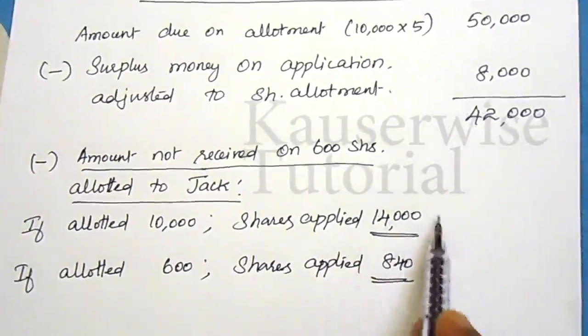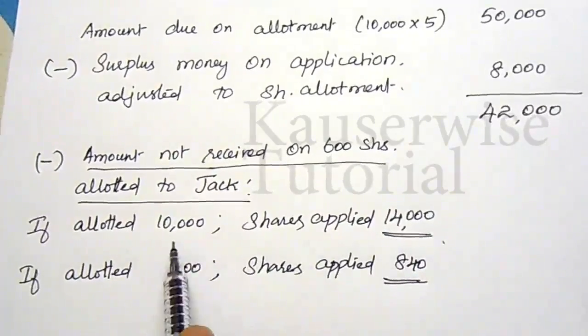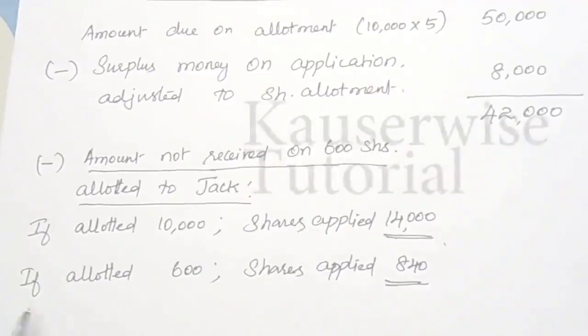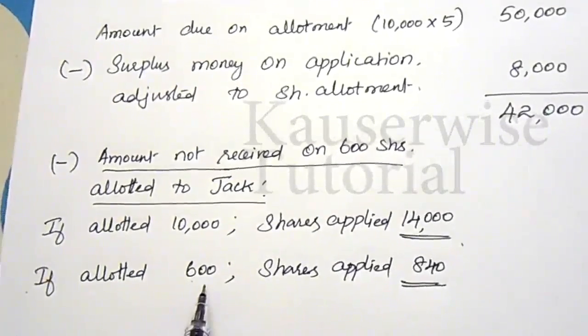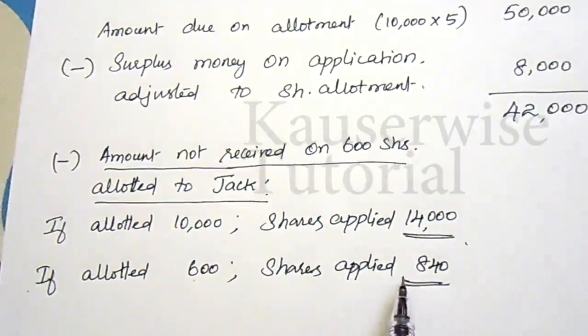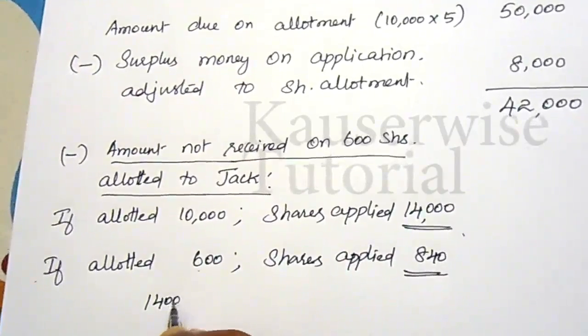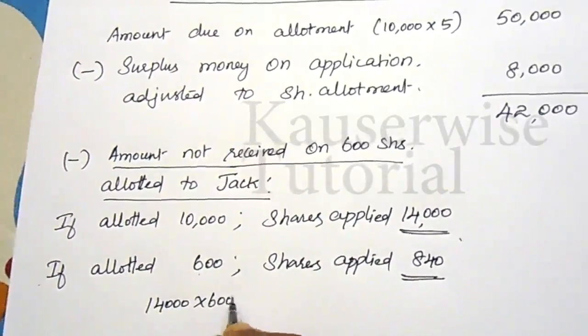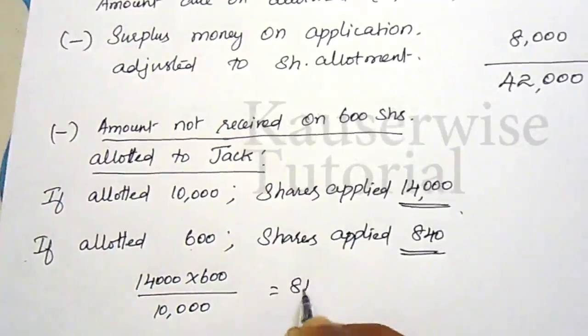So out of 14,000 they have allotted only 10,000. Applied 14,000, allotted 10,000. If 600 shares are allotted, then how many shares were applied by Jack? This can be calculated by cross multiplication: 14,000 into 600 divided by 10,000 is equal to 840.